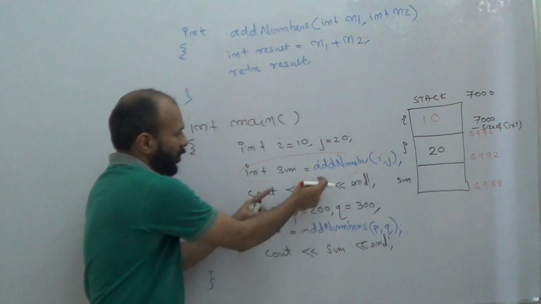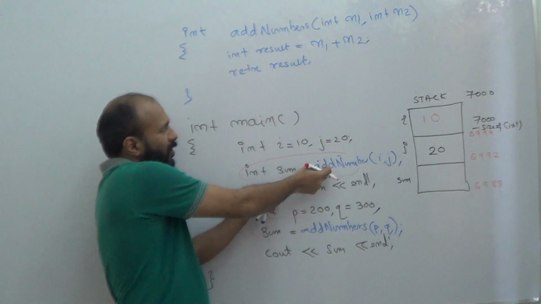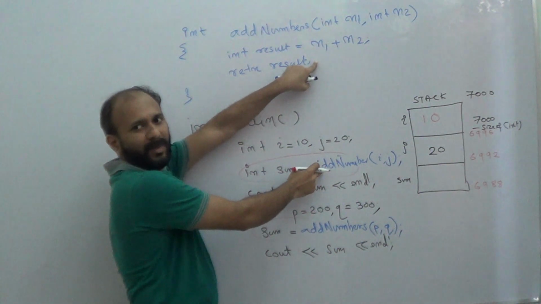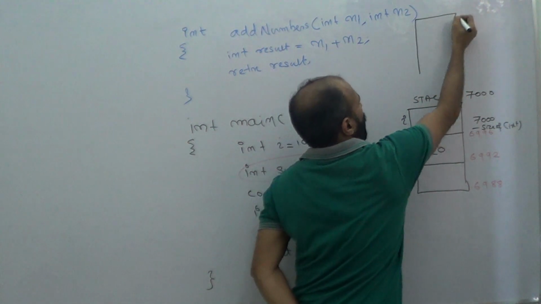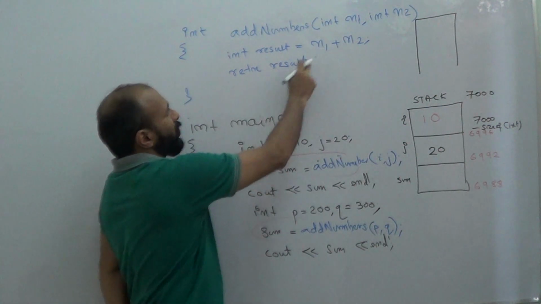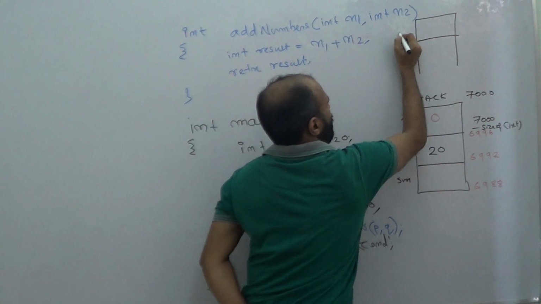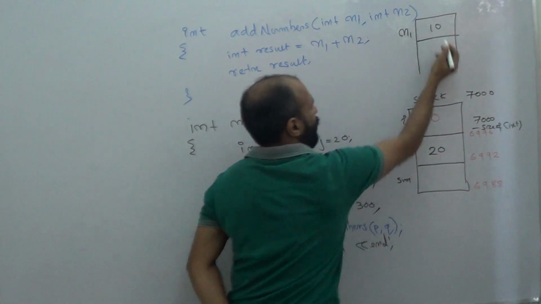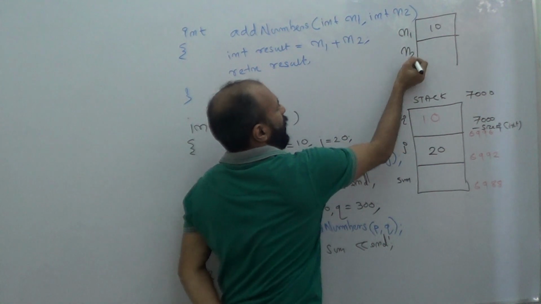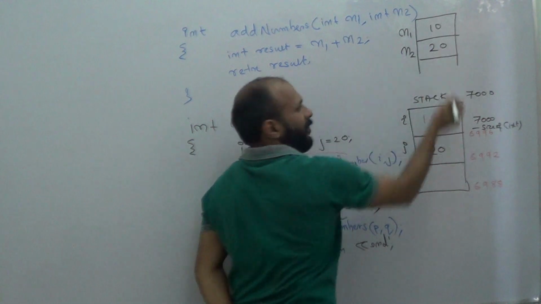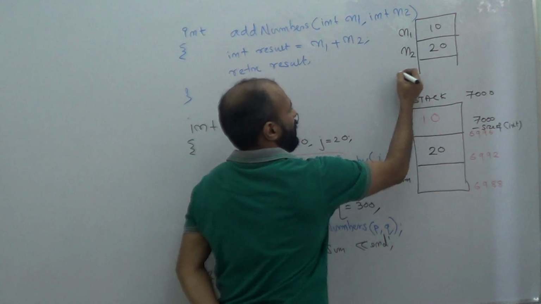Now there is a function call. This line you can see a function call. The stack frame of this add numbers also gets created. I am drawing the stack frame of the add numbers function, which has this n1. n1 is getting copied over here. This is n1, that is 10. Again, it has n2, which is 20. Again it has a local variable result.